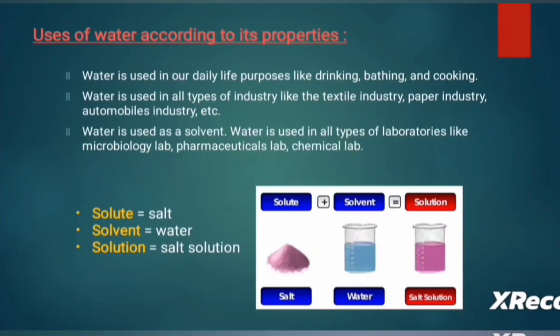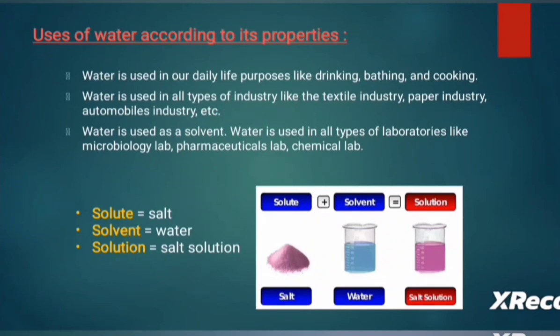Now let's see the uses of water according to its properties. Many substances are soluble in water. Water is a universal solvent and it is used as a solvent in factories, laboratories and foodstuff, and also in various biological processes occurring in the body such as digestion, excretion, etc. Water is useful for cleaning purposes like bathing, cooking, washing and drinking. And it is a good coolant, used in motor vehicles to control the temperature of the engine.